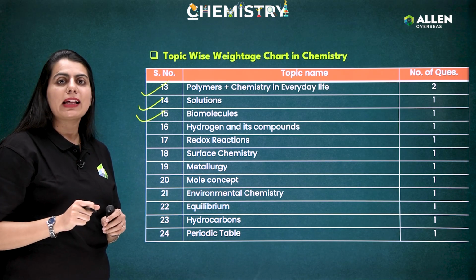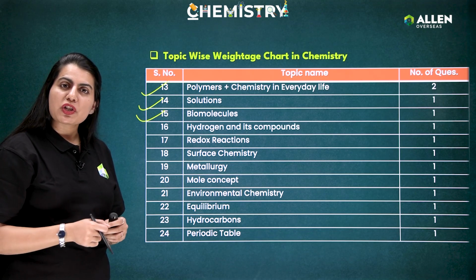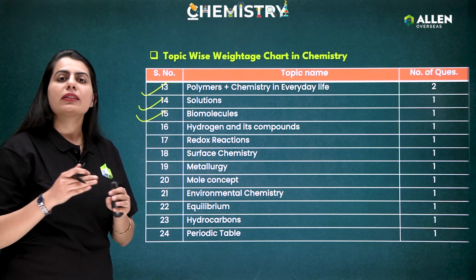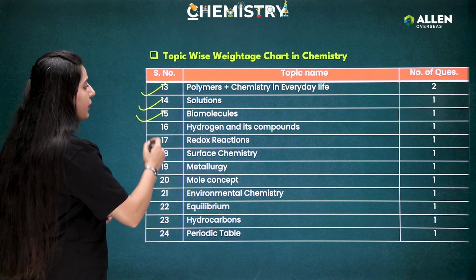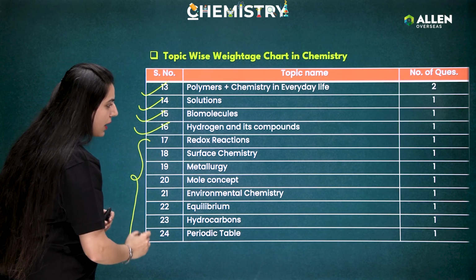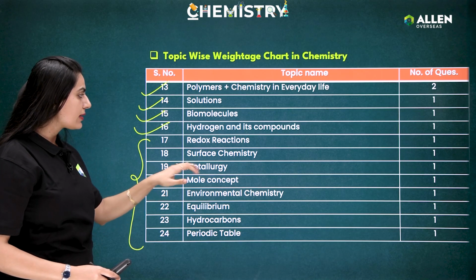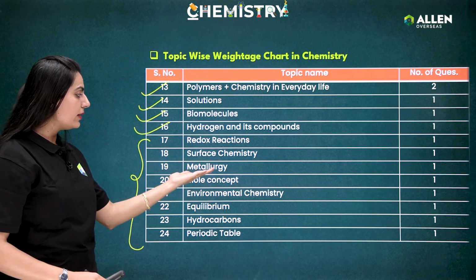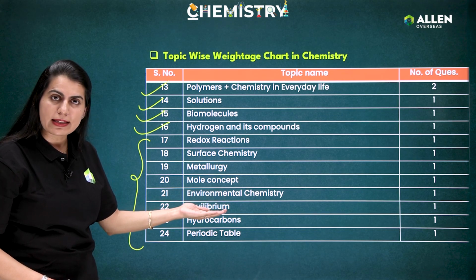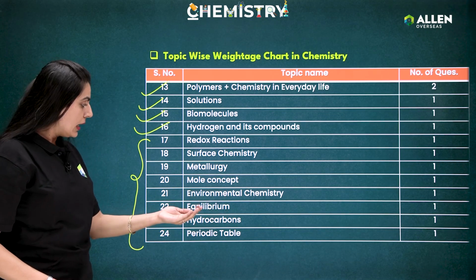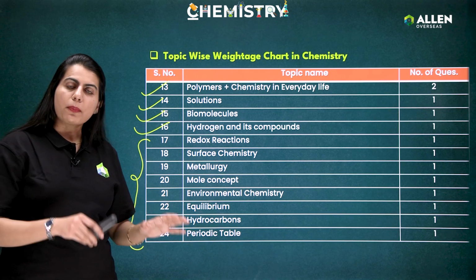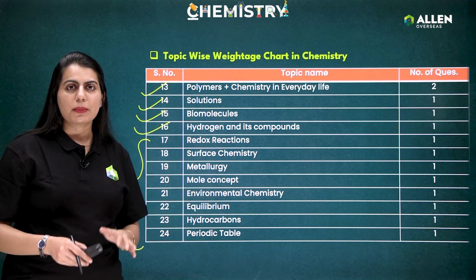So keep in mind that they are asking these chapters specially so that they are checking your command, or checking whether you are reading the theory properly or not. Then we had hydrogen and its compound, one question, and similarly for the rest of the chapters: redox reactions, surface chemistry, metallurgy, mole concept, a direct question, environmental chemistry from class 11th, equilibrium, hydrocarbons, and periodic table. So that is your weightage topic wise of the different chapters in chemistry.